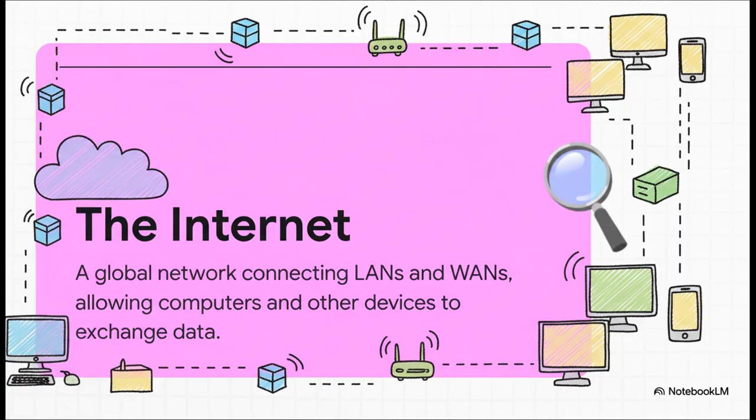And here's the secret. The internet isn't just one giant network. It's actually a network of networks. It connects the small local area network, that's your LAN, like your home Wi-Fi, to much larger wide area networks, or WANs. By linking all of these together, your computer can talk to a server on the other side of the world like it's sitting right next to it.